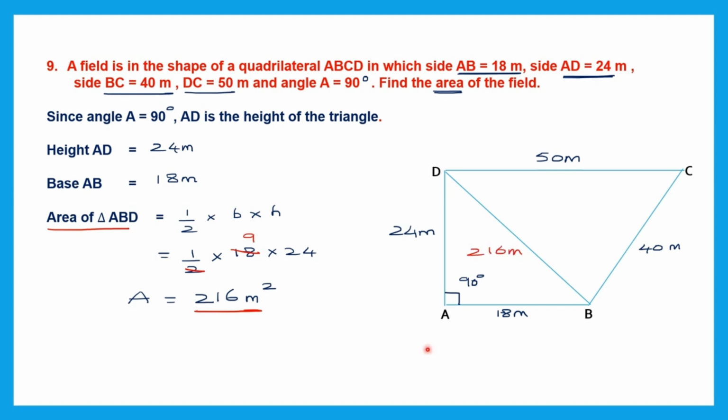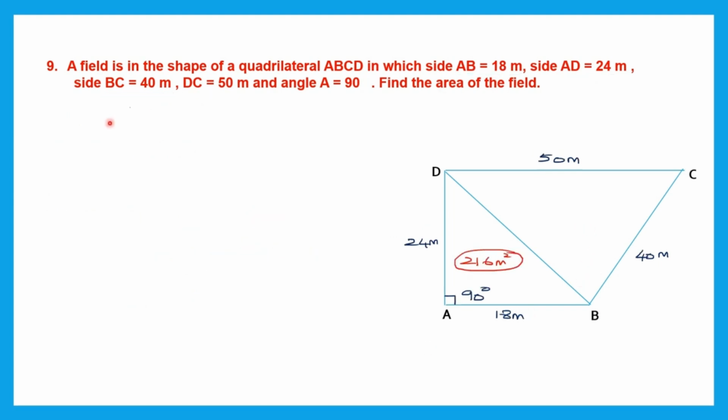Now we have to find the area of this triangle, that is DBC. To find the area, let's see what we've been given. We have the side CD, we have the side CB, but we don't have this side. We don't know the measures of the angles. So first let's find this side. Angle A we know is 90 degrees. This is already given to us.